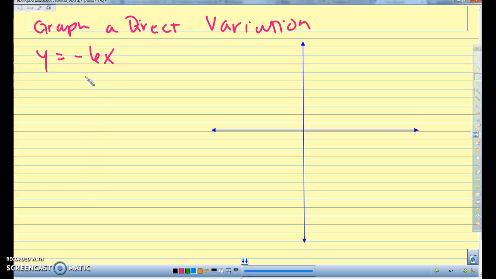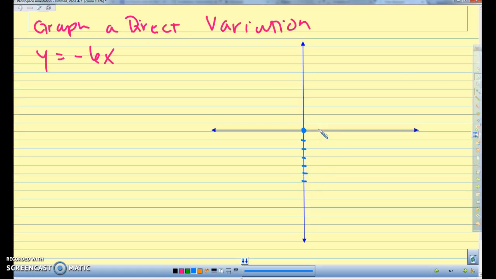Okay, so if I wanted to graph a direct variation, and I have this equation y equals negative 6x, where negative 6 is that k value, notice that is my slope. That's the same thing as that slope. I don't have that y-intercept, so I'm going to start at the origin, 0, 0. And then I would go down 6 over 1.